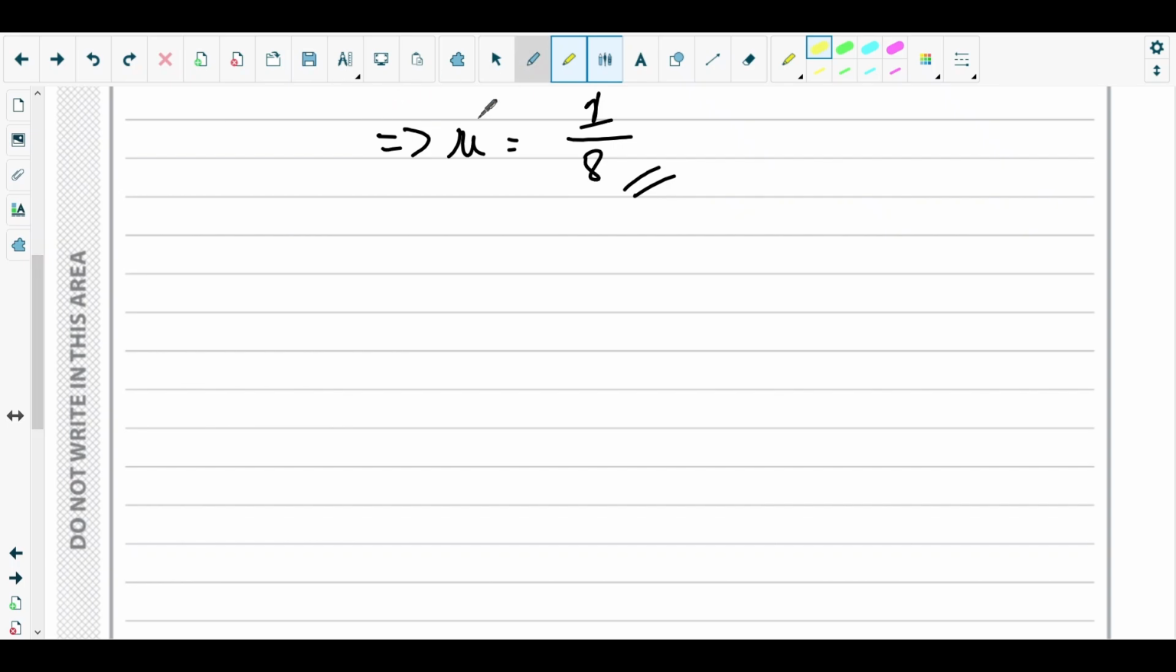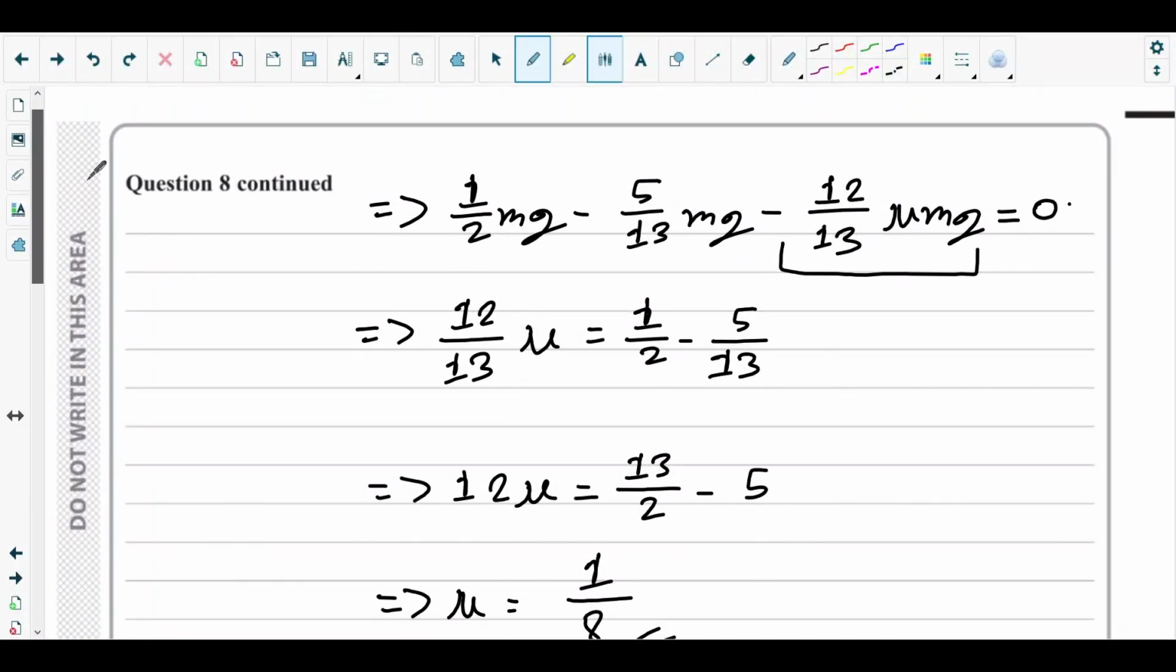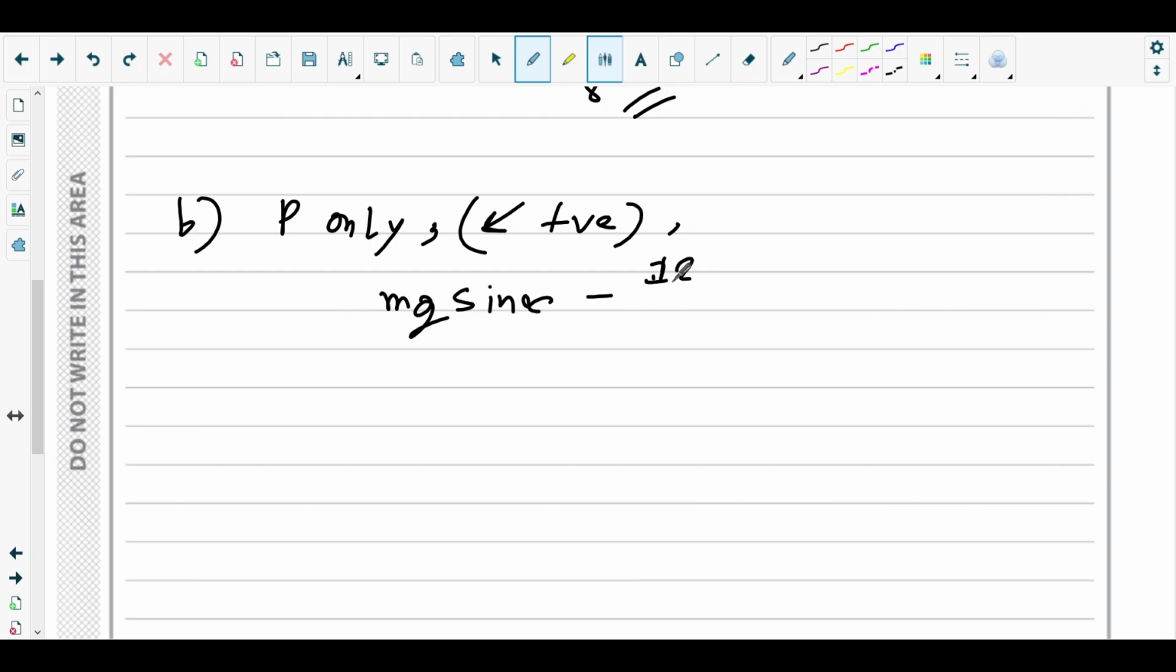Okay, so let's consider for part B P only, taking the downward direction, down the plane, as positive. If we take down the plane as positive, what is acting? Nothing but the component of the weight along the plane, which is mg sine alpha, right? And what will be opposing the motion? This is the friction, which is F max. F max we got just here. It was 12 over 13 mu mg, right?